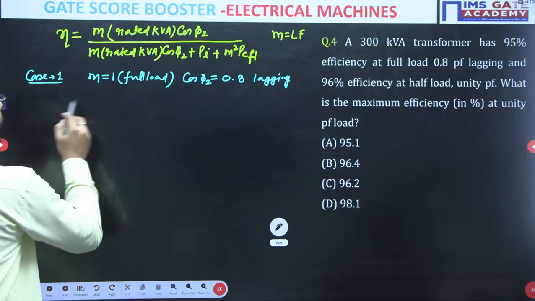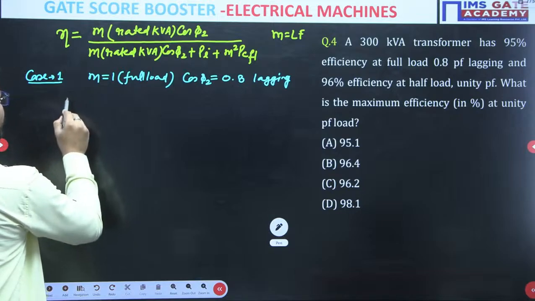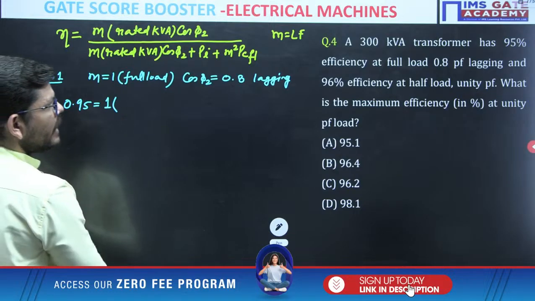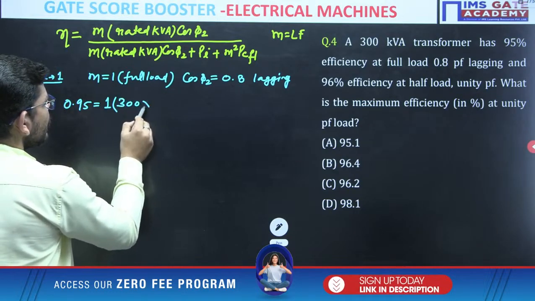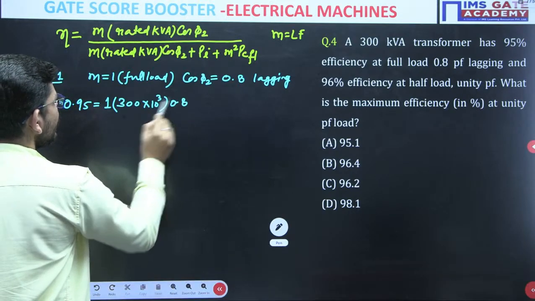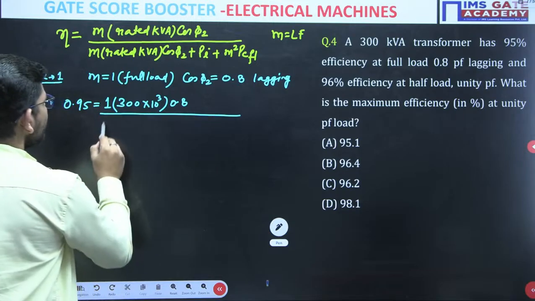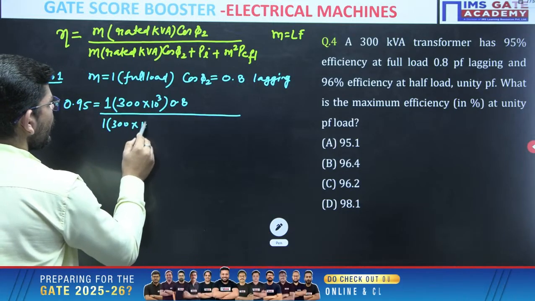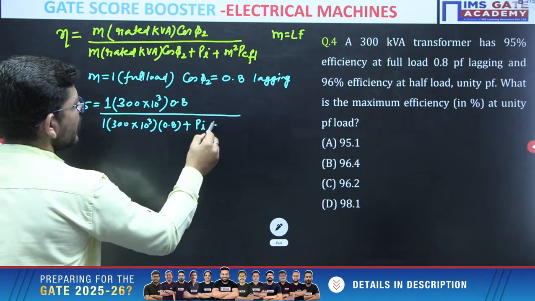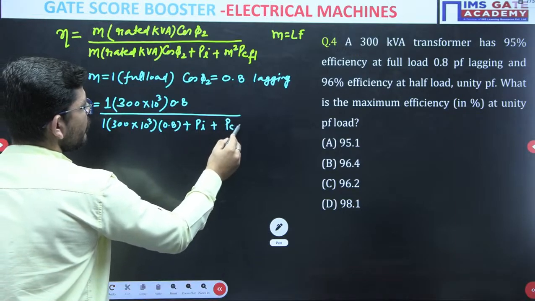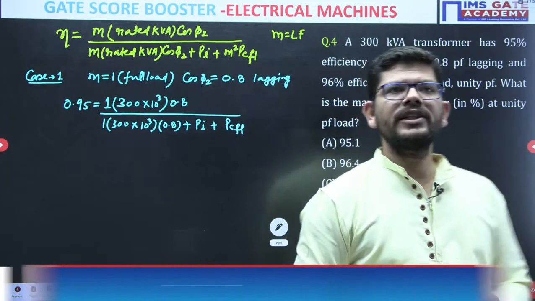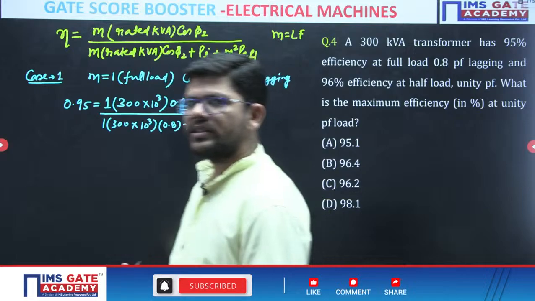So apply the formula, and what is the efficiency? Efficiency is 95%, so 0.95, and the load factor will be 1. Rated kVA are 300, and the power factor is 0.8, divided by the same data plus iron losses, and 1 square will be 1, or we can write copper losses. So this is one equation. If you solve this equation, you will get an equation in terms of iron losses and copper losses.